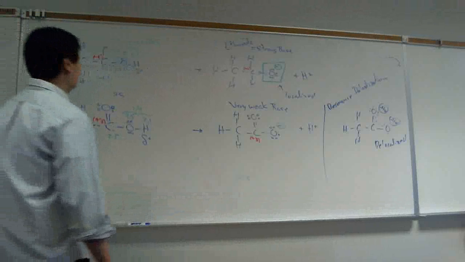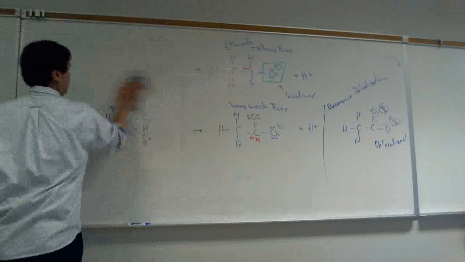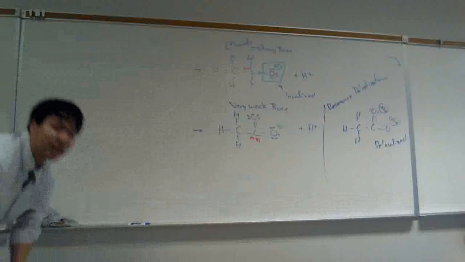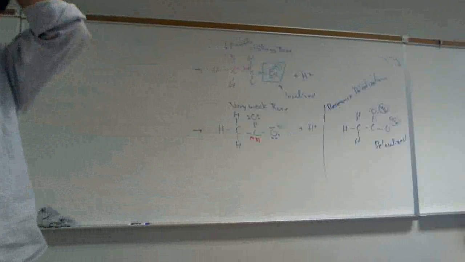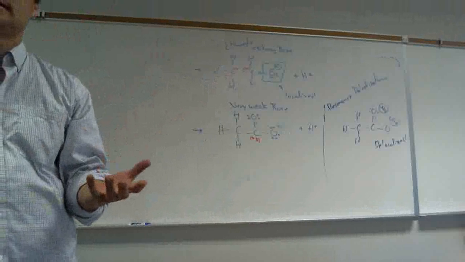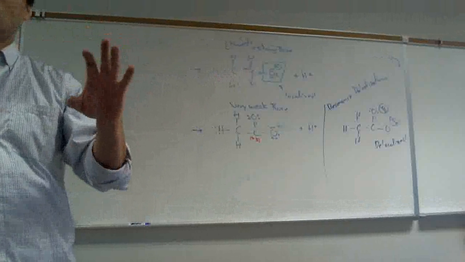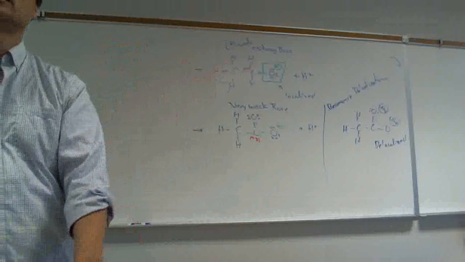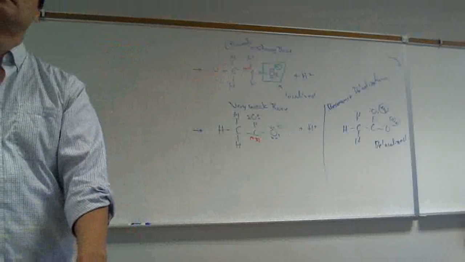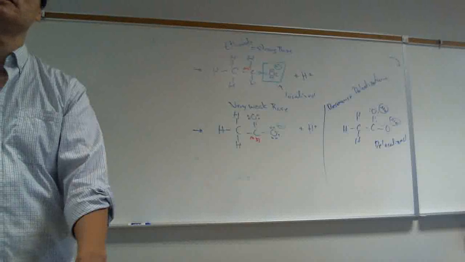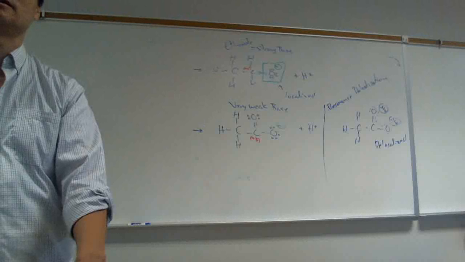It could be also. Which acid is stronger? Acetic acid is stronger than ethanol. Acetic acid is stronger than ethanol primarily because of the stability of the conjugate base. That's the primary. It's slightly more polar than ethanol, right? And it has some inductive effect that helps stabilize it. But the primary reason that acetic acid is thought to be a much stronger acid than ethanol is because of the stability of the conjugate base. Resonance delocalization.